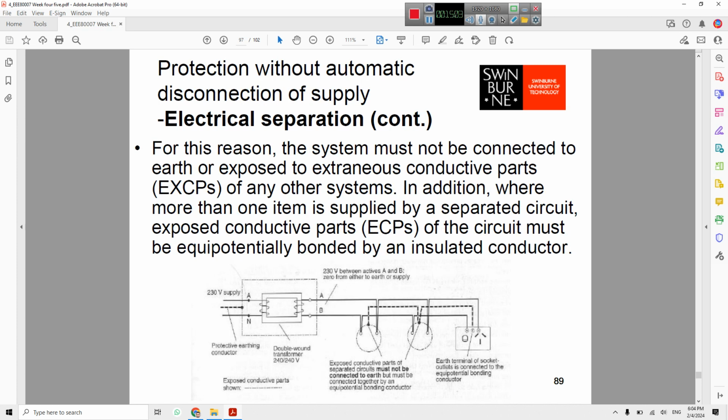For this reason, the system must not be connected to the earth or exposed to extraneous conductive part EXCP or any other system. In addition, where more than one item is supplied by separated circuit, exposed conductive parts of the circuit must be equipotentially bonded by an insulated conductor.